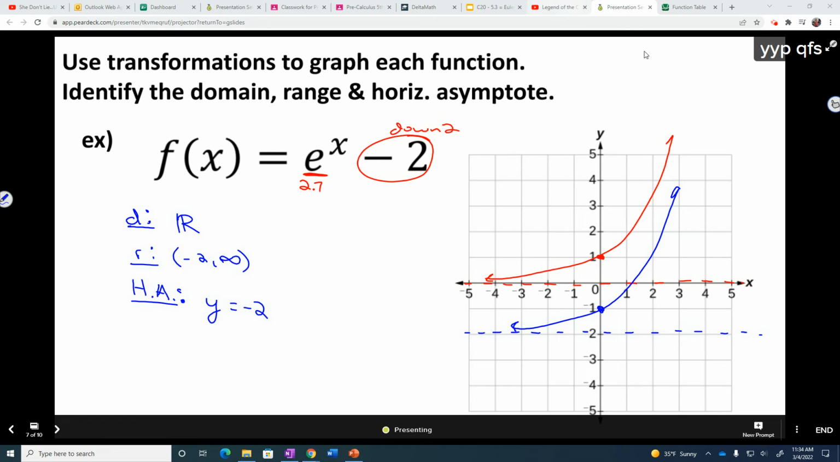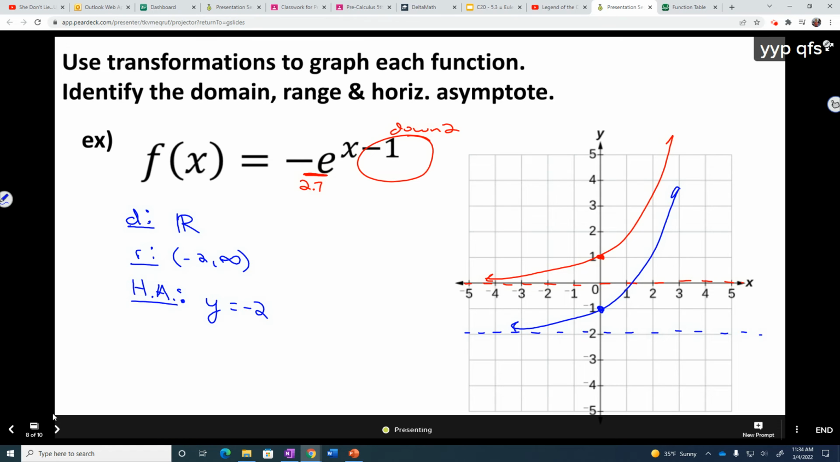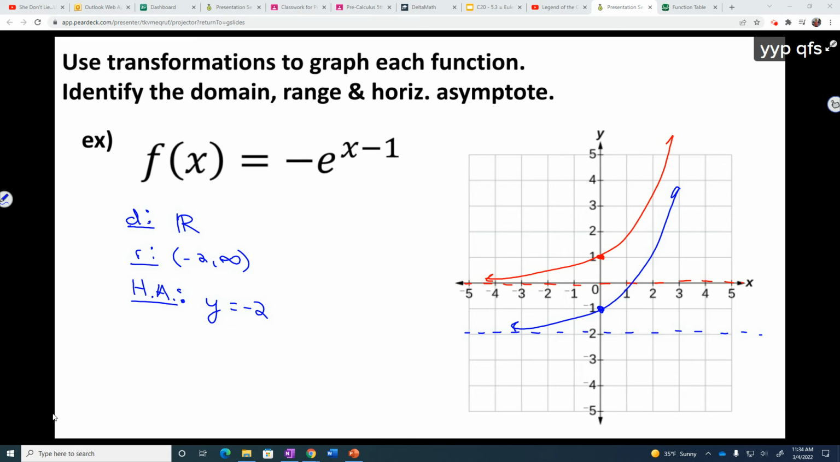Any questions about that one? Easy. Let's do a couple more. A little bit harder here. Negative e to the x minus 1.